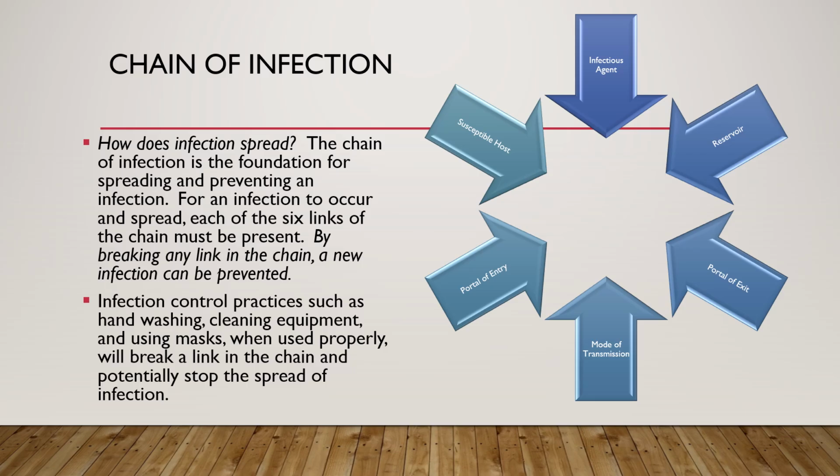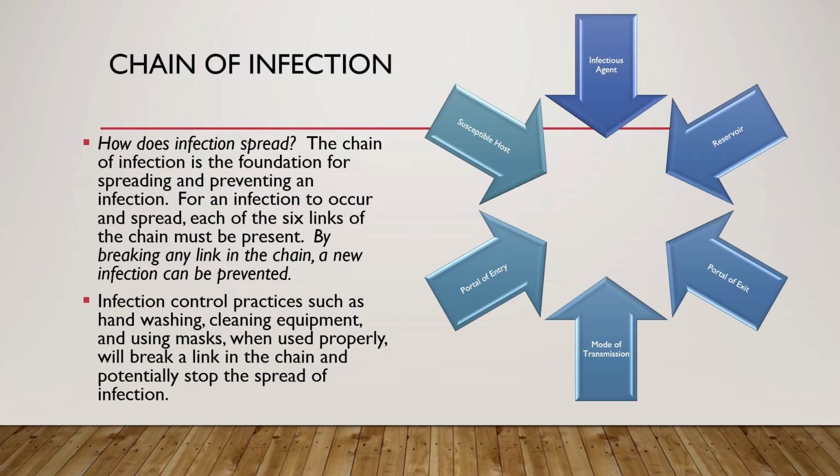Infection control practices such as hand washing, cleaning of equipment, and using masks, when used properly, will break the link of the chain of infection. Let's take a look at each link and the actions that can be used to break it. This is the one time when breaking something is actually a good thing. To have an infection, there must be a germ that causes the infection. This germ is called the infectious agent.